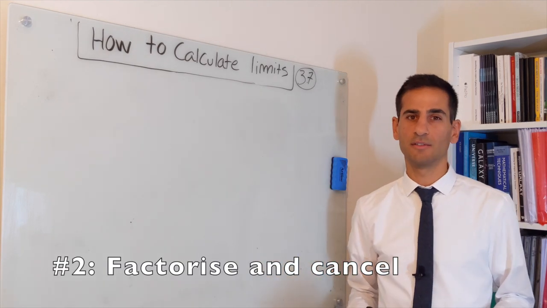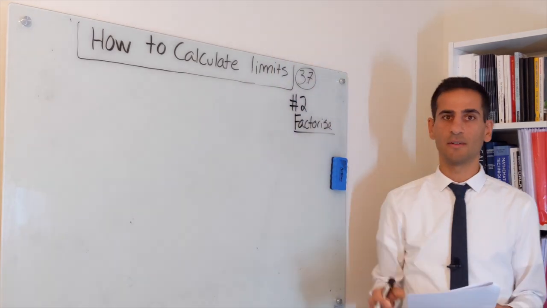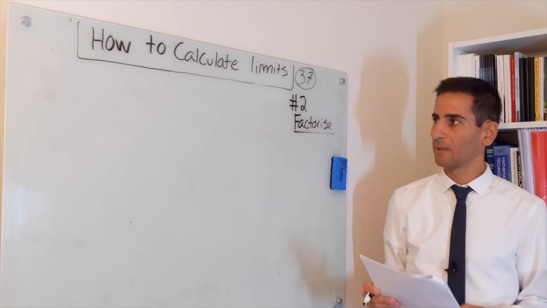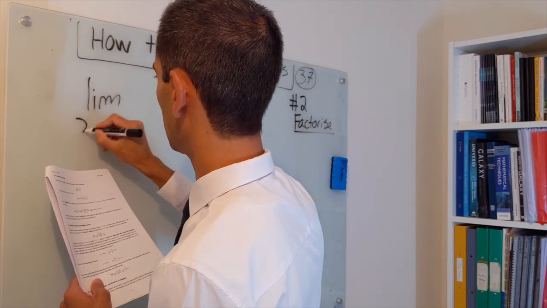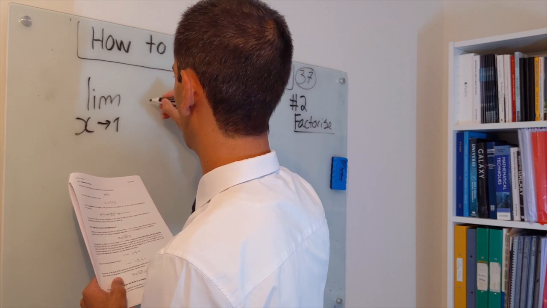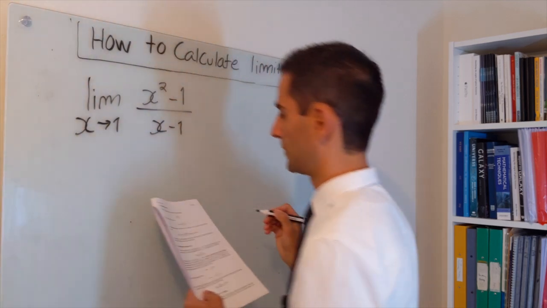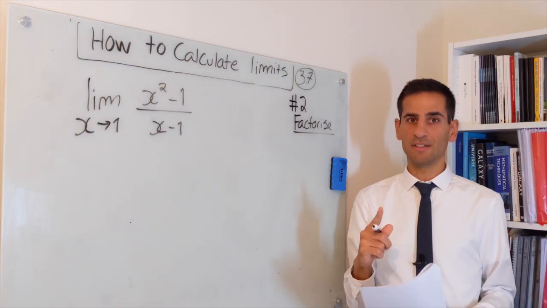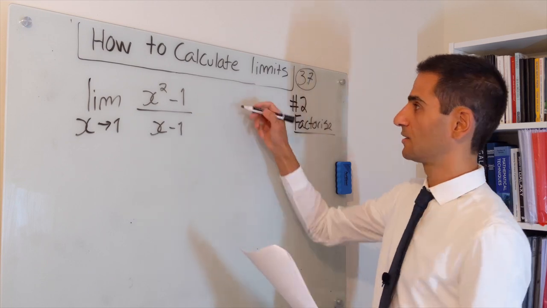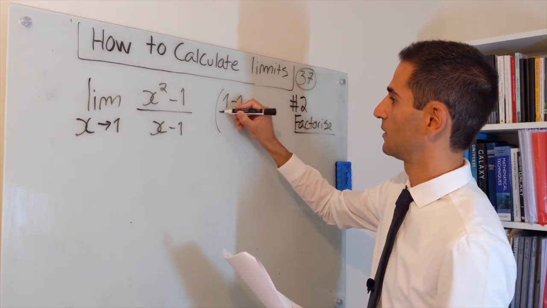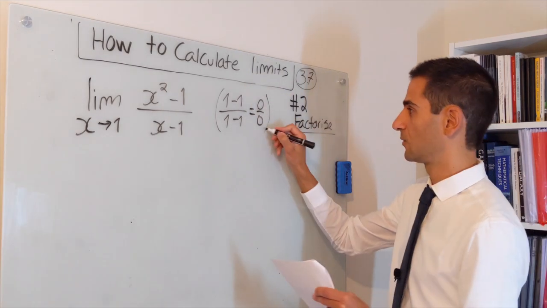Number 2 on the list of solving limits is factorizing. We've seen an example like this before when we were calculating a specific limit. That was the limit when x tends to 1 of x squared minus 1 over x minus 1. Now, if you follow the list, number 1 will tell you to take this and sub in 1. In this case, you would get 1 minus 1 over 1 minus 1. This means you get something which is undefined.